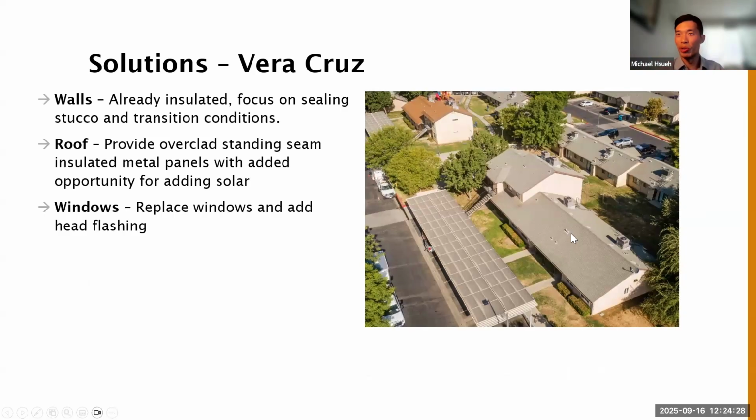So at Vera Cruz, this is the building with the steep slope roof and insulated walls. Because the walls already had fiberglass insulation within the studs, our focus was less on doing a panelized insulation retrofit at the walls and more on providing the panels at the roof. So a panelized solution for the roof. We also replaced the windows with dual pane vinyl windows, and added head flashing to increase the durability with respect to rain.